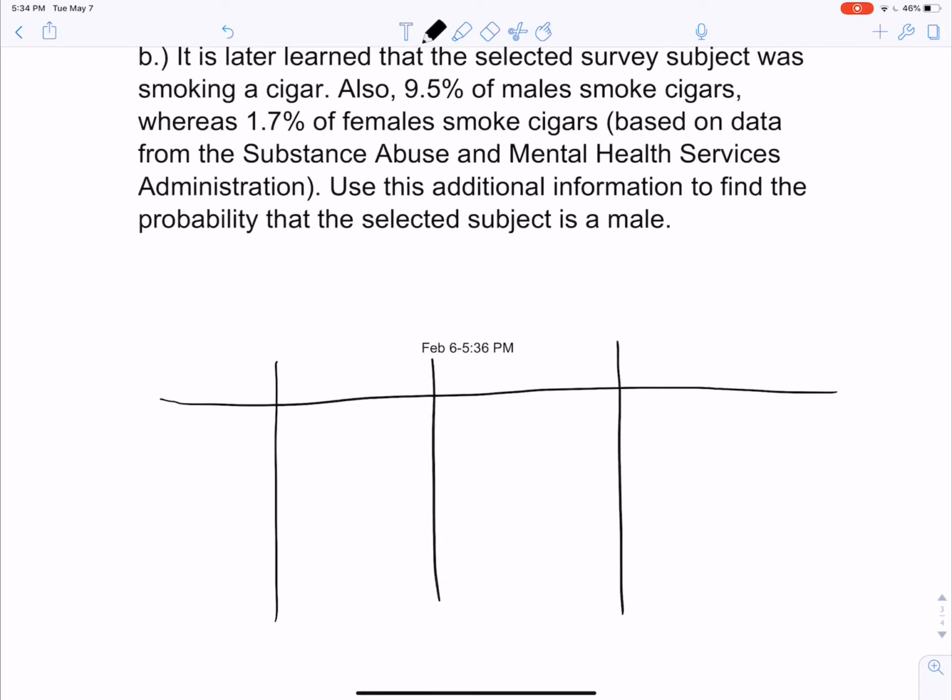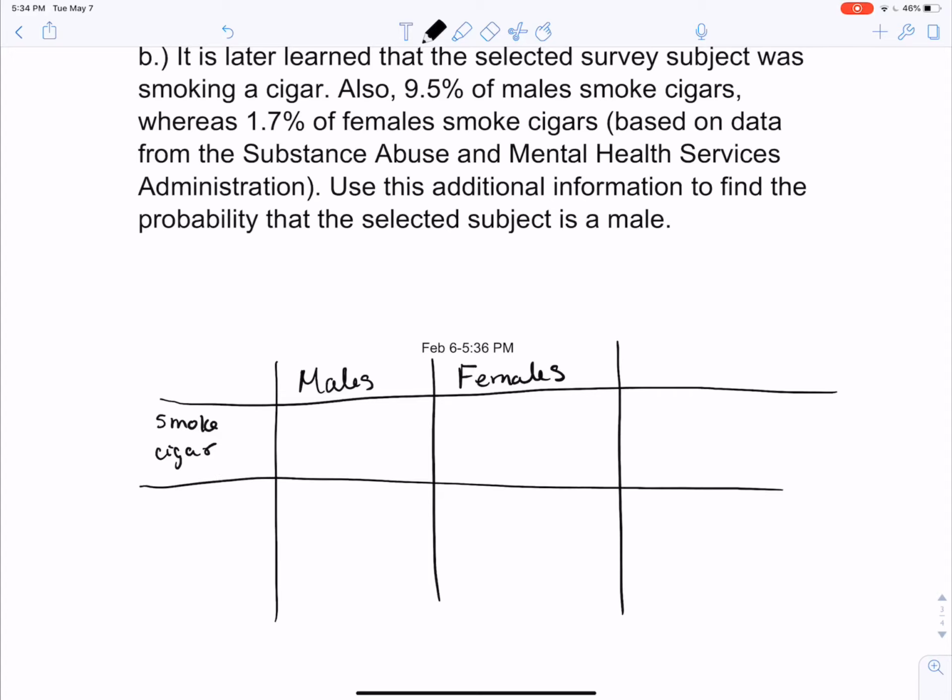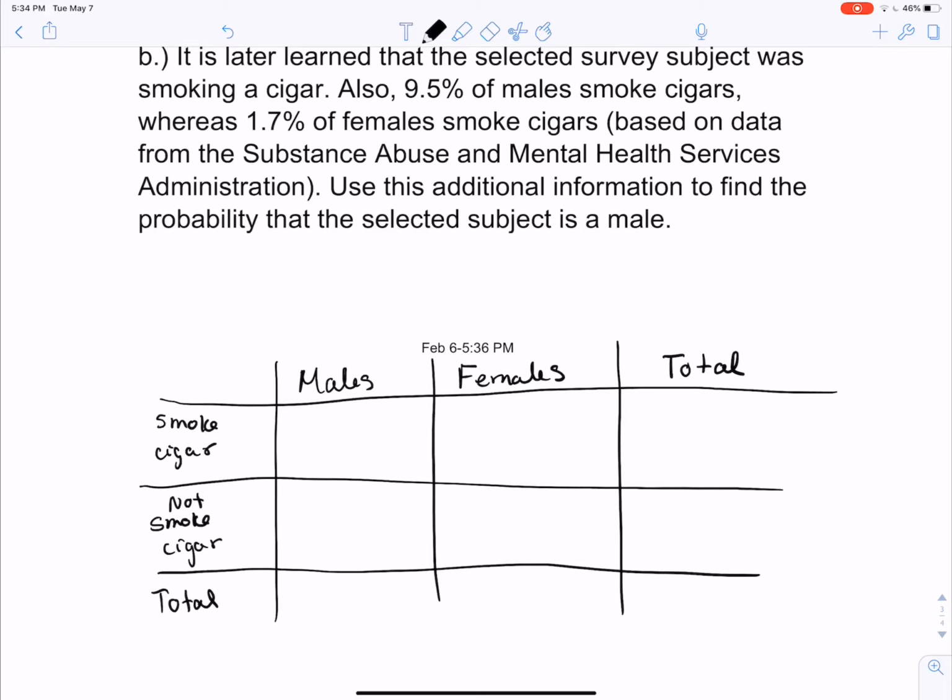So we have two different things going on here, male and female, and smoking a cigar and not smoking a cigar. So I'm going to put males in this column, females in this column, and I'll say smoking a cigar goes here, and not smoking a cigar goes here. Now notice I added in an extra row and an extra column. I'm going to make that my total row and my total column. Please note it doesn't matter which way you set up your table. If you wanted males and females to go vertical, that's perfectly okay as well, as long as you have your smoking cigar and not smoking cigar horizontally up top.